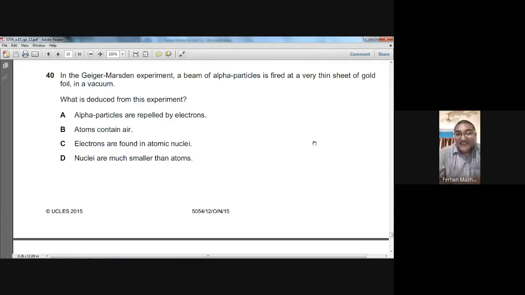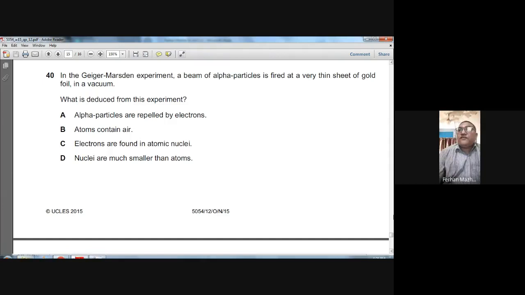He deduced that most of the atom is empty, but in the center of that atom there is a small nucleus. So he basically discovered the nucleus. Nuclei are much smaller than the atom. D is the option. So for question number 40, D is the option.